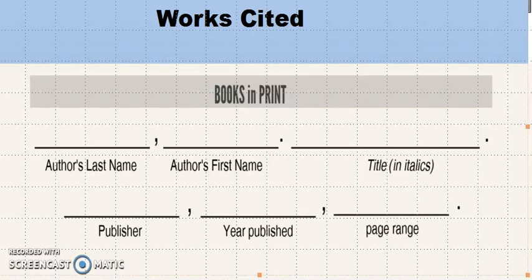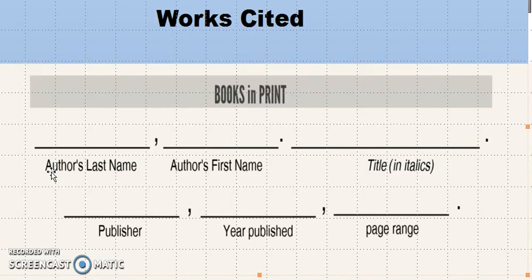Okay, for your works cited, you will be referring to a number of print books. So you will have to record the name of the author, the title of the book, the name of the publisher, the year in which the book was published, and the page range. Okay, so now take a look at it.